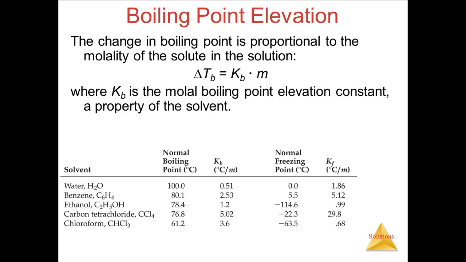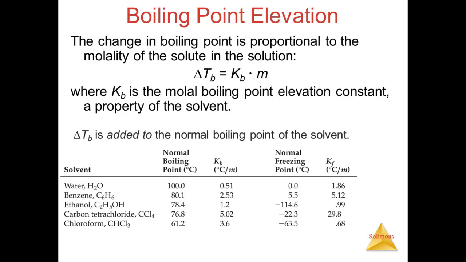Delta T sub B, the change in the boiling point, is equal to K sub B, the boiling point elevation constant for the solvent, times the molality of the solute. Since the boiling point was raised, we add this change to the normal boiling point of the solvent.